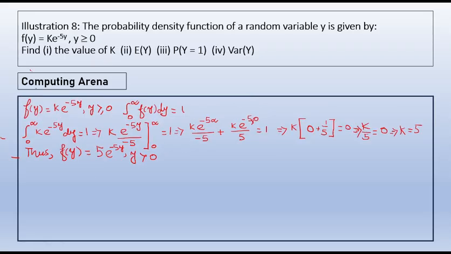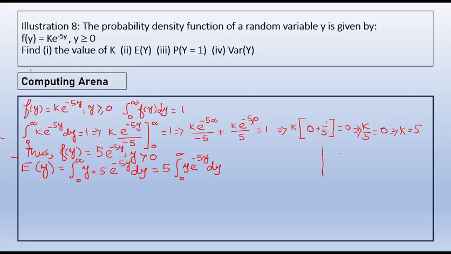Now let us look at this expectation of y. So we have here expectation of y equal to integration of 0 to infinity y into density function. We just now found the value of k, so we have this equal to dy. Now here we can pull 5 outside, and then we have integration 0 to infinity y e to the power minus 5y dy. Now this is an incomplete integral, which is a standard result. Let us see the result.